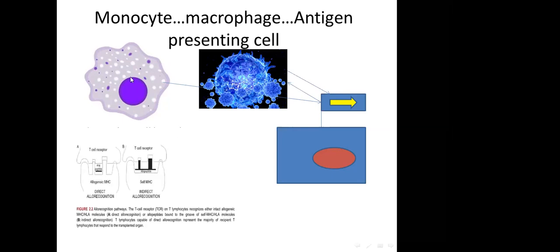Again, we have some cells called the monocyte. It has another name, which is the macrophage, which is called the antigen presenting cell, and its function is to present antigen. And this is the macrophage, and this is the graft. The graft carries different antigens. The macrophage presents the antigens to the T cell to stimulate it, and these are the pathways.